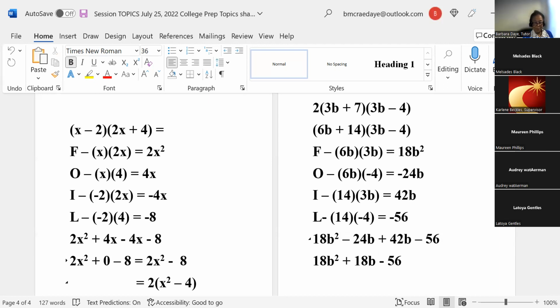All right. Okay, so now any questions on that? I mean, maybe that could be further simplified, but we'll just leave it like that. If you've got a factor that goes into 18 and also goes into 56, then you can simplify it, but we'll leave it like that because 56 factors are 7 and 8, and 7 doesn't go into 18 and 8 doesn't go into 18. So there's your answer, 18b to the second plus 18b minus 56. Questions?